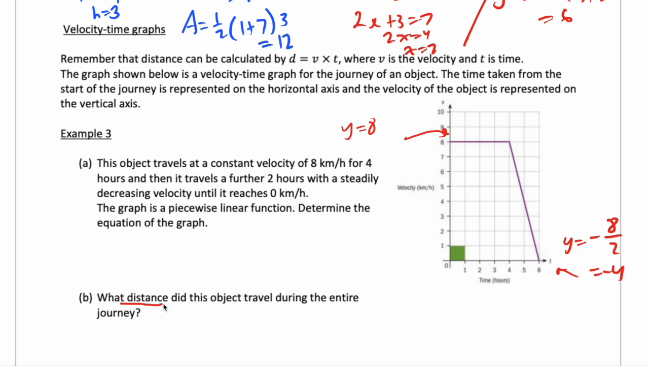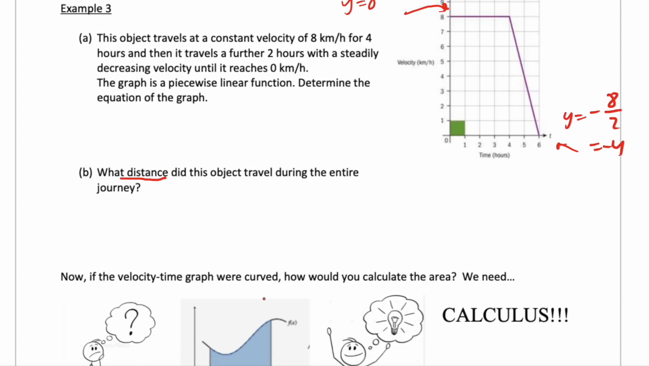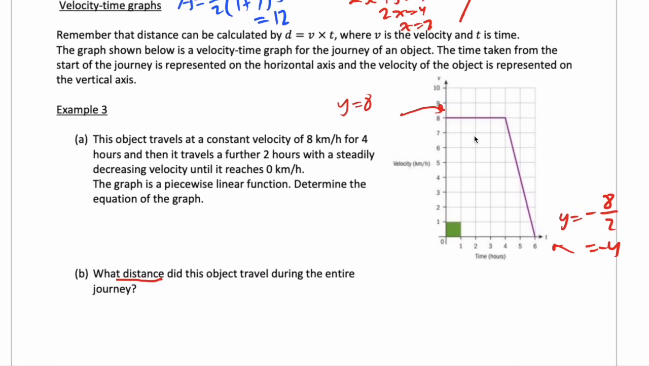What distance did the object travel during the entire journey? That's the important part. Let's take a look at 8 kilometers per hour for 1 hour. That would be 8 kilometers. Or let's go all the way to 4 hours. 8 kilometers per hour for 4 hours is 8 times 4, 32 kilometers. What we just did, 8 times 4, is just the area of the rectangle. So the area underneath this velocity-time graph is equal to the distance traveled. That's why we're studying area here.